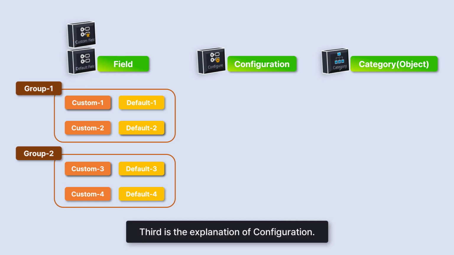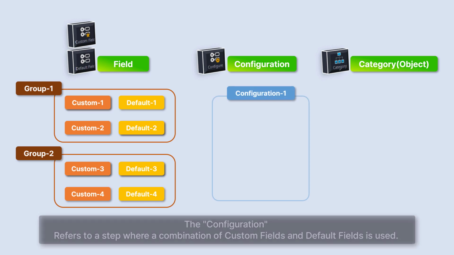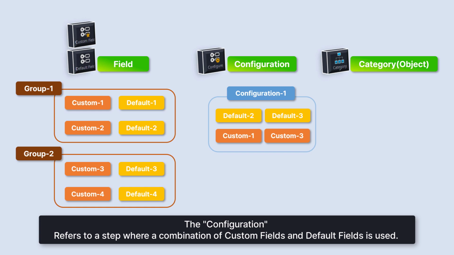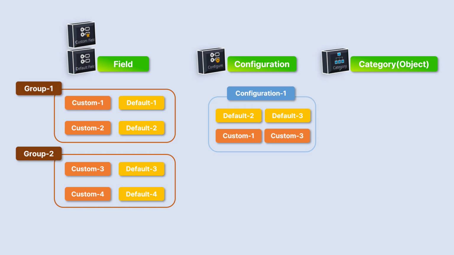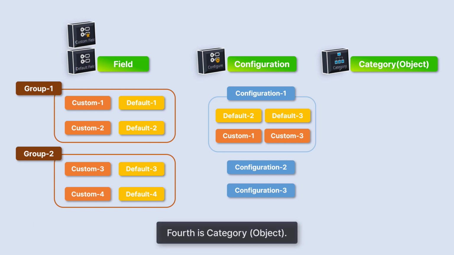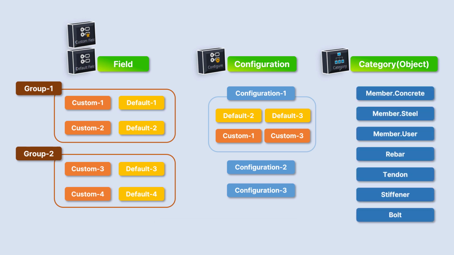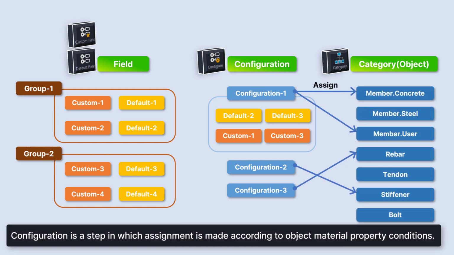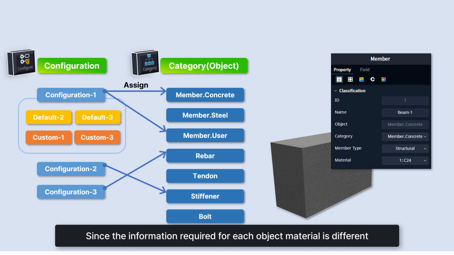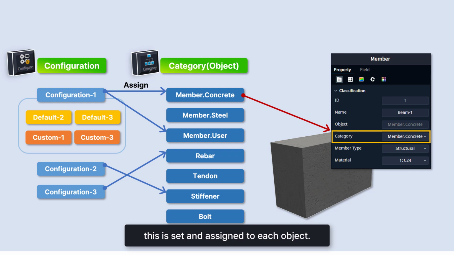Third is the explanation of configuration. The configuration refers to a step where a combination of custom fields and default fields is used. You can use a combination of custom field and default field for each configuration. Fourth is category object. Category object is a step in which assignment is made according to object material property conditions. Since the information required for each object material is different, this step is set and assigned to each object.